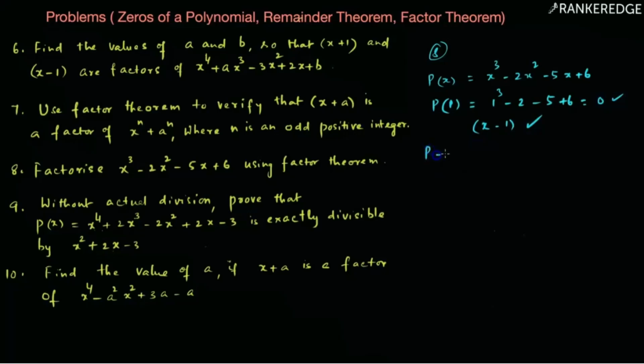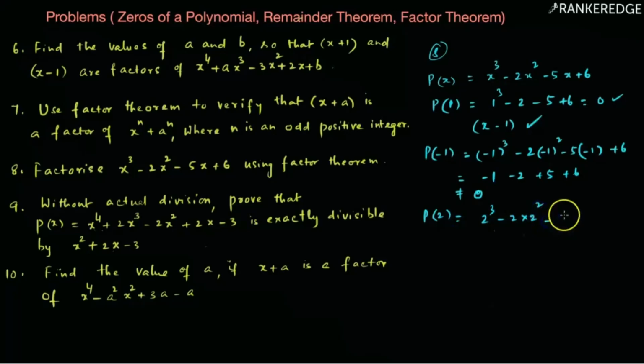Now let's calculate p of minus 1. Minus 1 whole cube minus 2 into minus 1 whole square minus 5 into minus 1 plus 6. This is minus 1. This is minus 2. This is plus 5. This is plus 6. This is not equal to 0. So x plus 1 is not a factor of that polynomial. Let's calculate p of 2. 2 cube minus 2 into 2 square minus 5 into 2 plus 6.